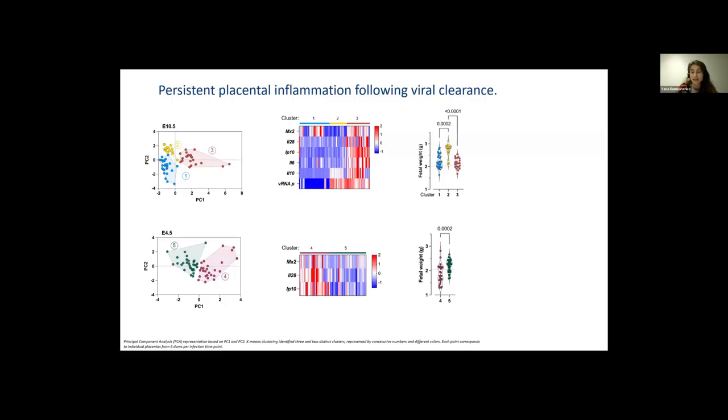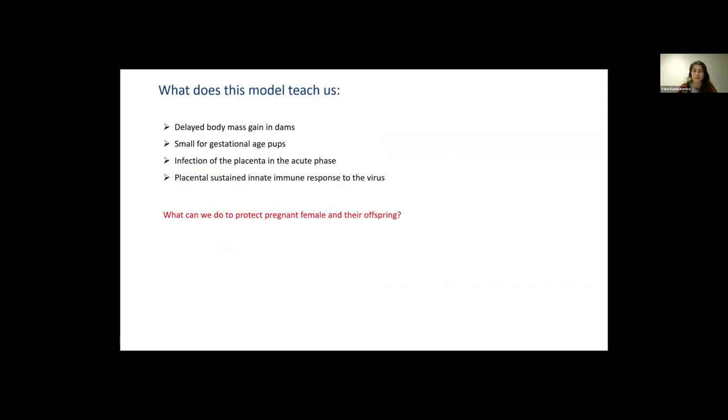And yeah, indeed, they're much smaller than the others who did not have this burning inflammation in them, confirming that it's inflammation that causes all these problems for the fetuses. So what does this model teach us? We have delayed body mass gain in dams. Their pups are small for gestational age.